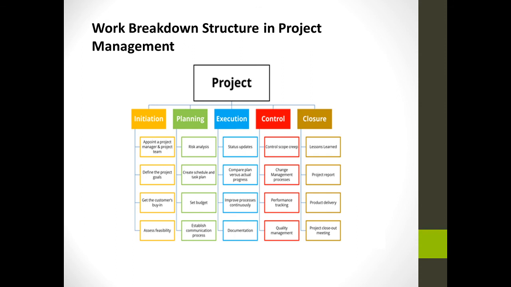Here I am showing one simple example of a work breakdown structure. We are using the phases of project development: initiating, planning, execution, control and closure. So how is this divided? Initiating is divided again into four parts. Planning is again divided, execution is also divided, control is divided, closure is divided, and only the project manager is commonly working in all these phases.